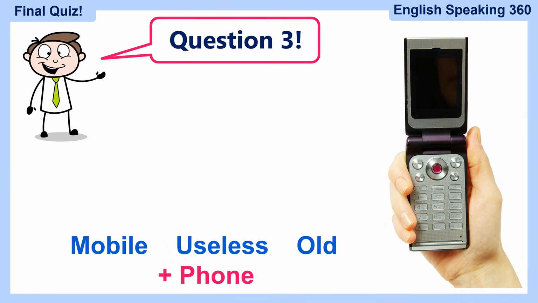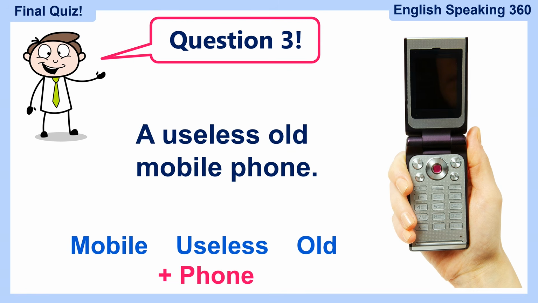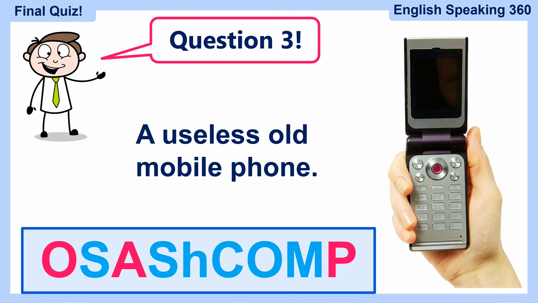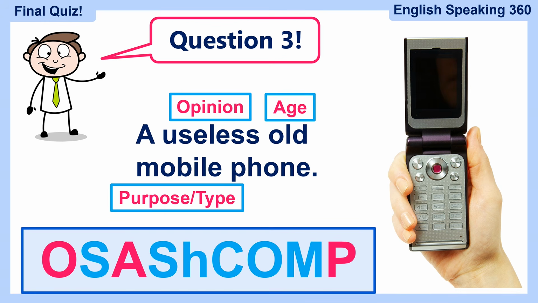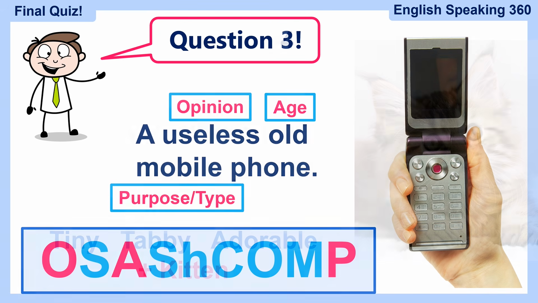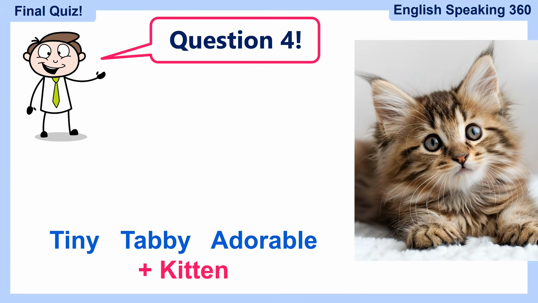Let's go with question 3. Mobile, useless, old. And we're talking about the phone. That's an easy question. The answer is a useless old mobile phone. Here we have O for opinion, useless, A for age, and finally purpose or the type of phone is a mobile phone.